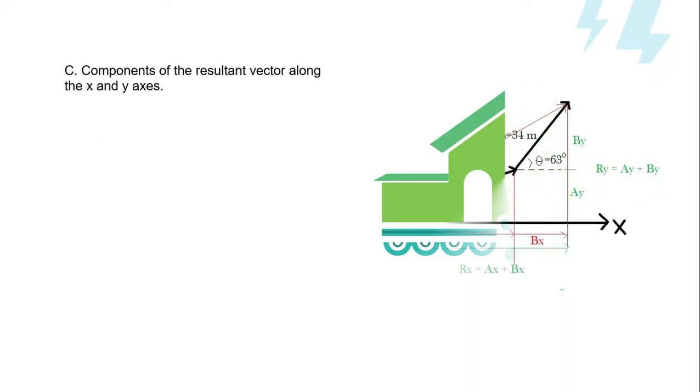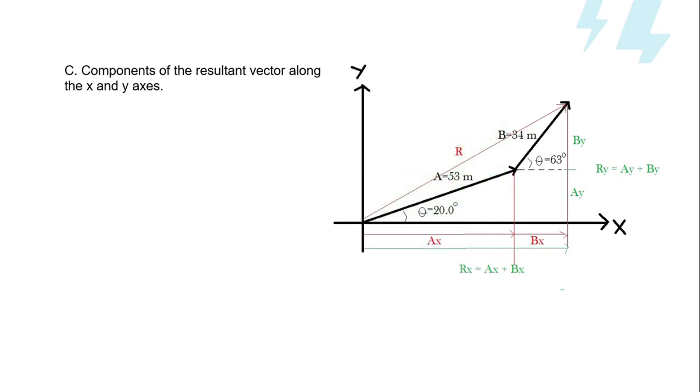Okay, components of the resultant vector. If you still can remember, this figure shows our vector A and vector B, and we have determined that this is our resultant vector. So how to find its components along the x and y axis? If you extend the line here and here, we can make a right triangle in which this side up to here is the component of A along the x-axis, which is Ax.